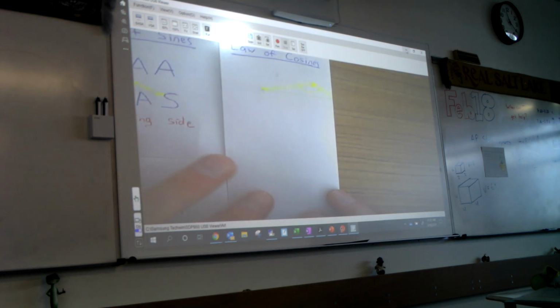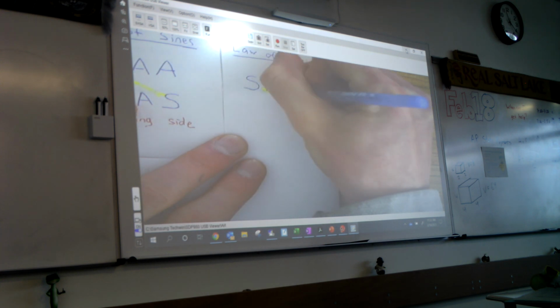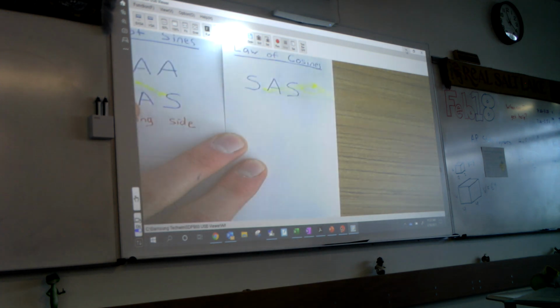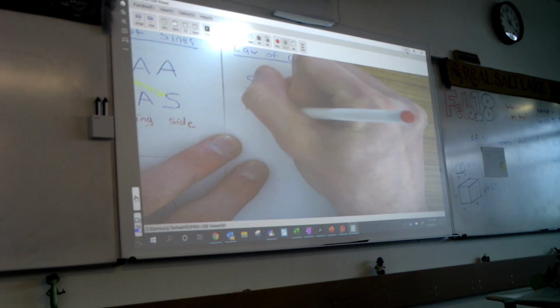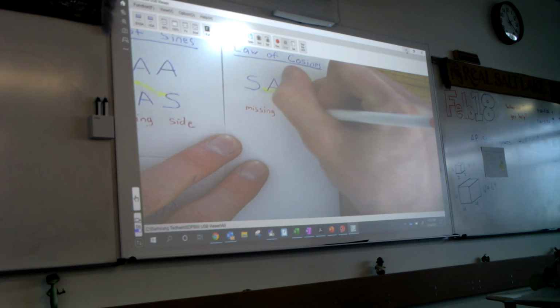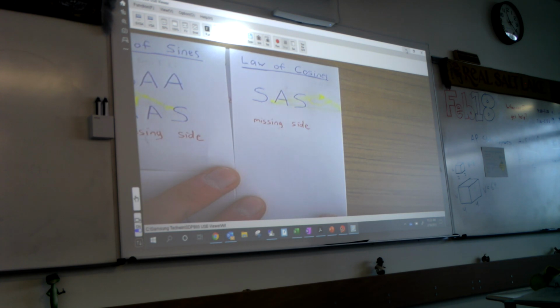So, did I already write this on the front? What we're going to write on front here, guys, is side, angle, side. If you're given a side, angle, side combination, then you use the law of cosines to find a missing side, which is the third side, okay?